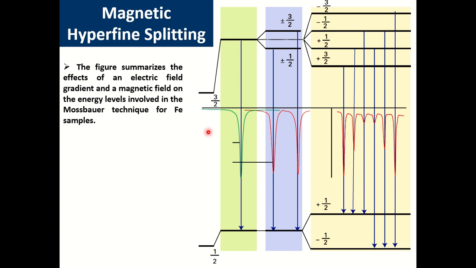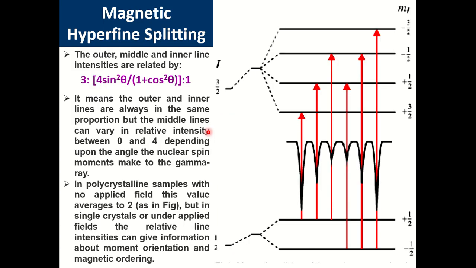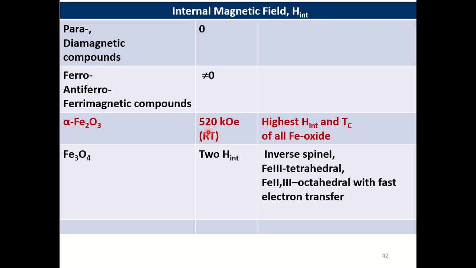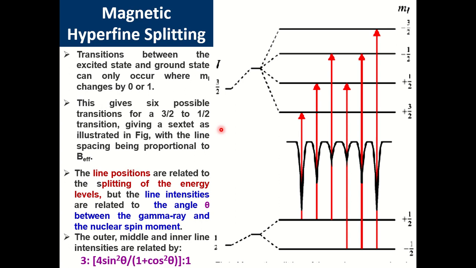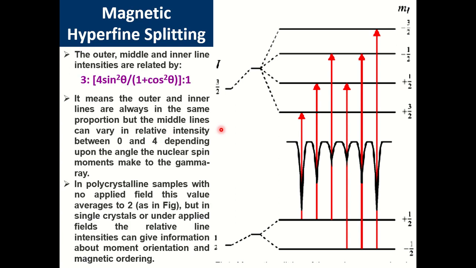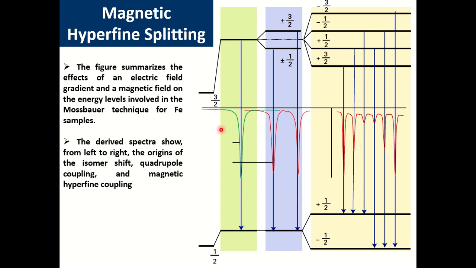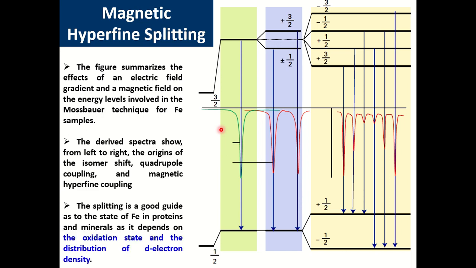The magnetic field is very high, as we have seen earlier in the previous slide, as high as 520 kilo-oersted. So internal magnetic fields are very high, and as compared to the electric quadrupole splitting, magnetic splitting dominates. This splitting is a good guide as to what state the iron is in, in the case of proteins and minerals.